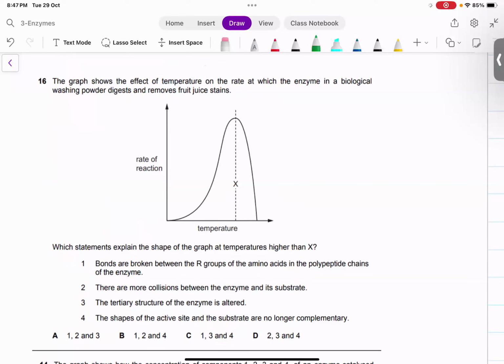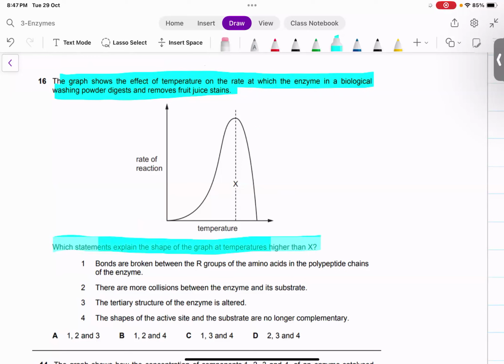Here we have the effect of temperature again. The graph shows the effect of temperature on the rate at which enzyme in a biological washing powder digests and removes the fruit juice stains. Which statement explains the shape of the graph at temperature higher than X? We have to explain just this part of the graph, not the first part. Do you see this rate of enzyme activity? The rate is decreasing as the temperature increases.